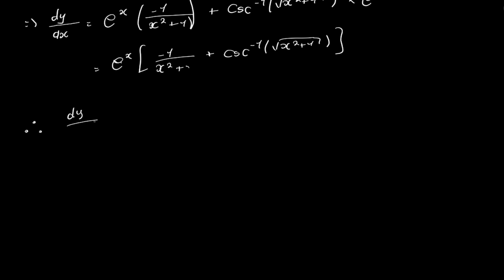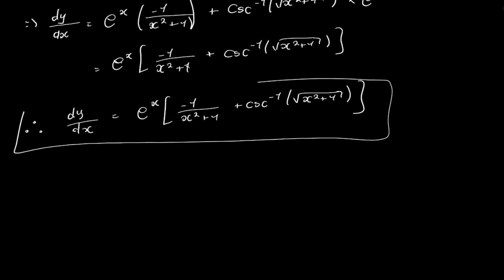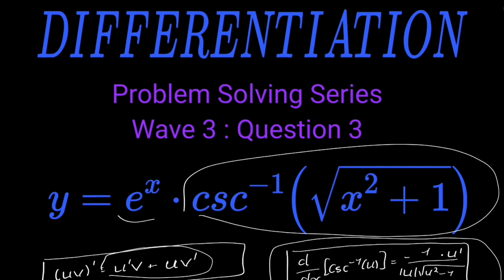Therefore, the derivative of y with respect to x is going to give us e to the x times negative 1 on x squared plus 1 plus cosec inverse of square root of x squared plus 1, and we enclose, or box, our answer. So though this question might have looked a little bit complicated, the way to solve it was just the application of the same rules and methods which we have had to apply in previous examples.